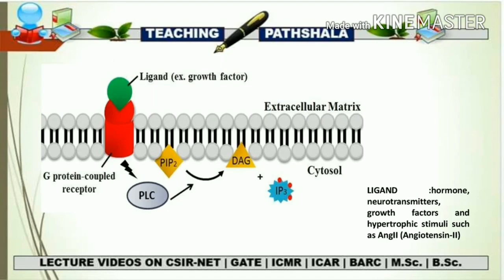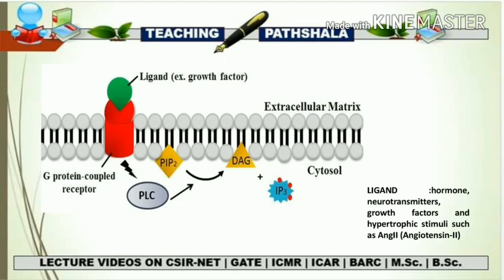Let's first talk about the ligand for this kind of receptor present in the IP3-DAG pathway. The ligand may be a hormone, neurotransmitter, growth factor, or any kind of hypertrophic stimulus such as angiotensin II. There are many different terms that we are going to include in this pathway. First of all, we have to understand those terms and then we will study the pathway. So in the diagram, first we can see the G protein coupled receptor, that is GPCR. We are already familiar with what GPCR is.